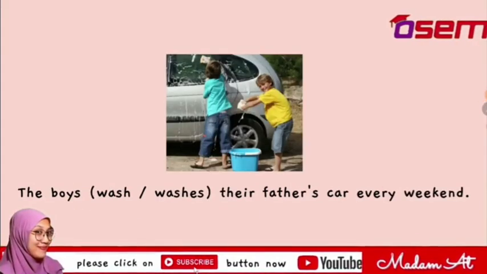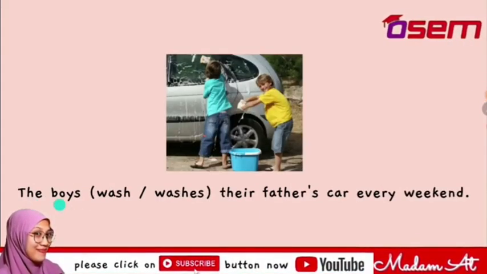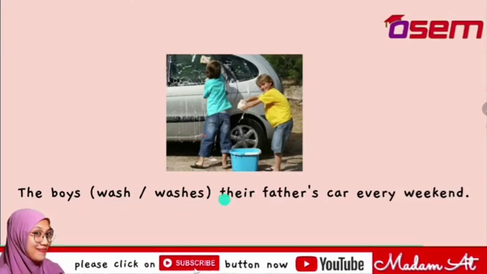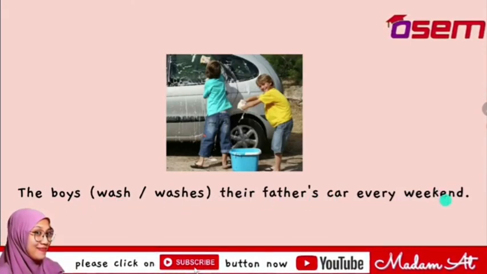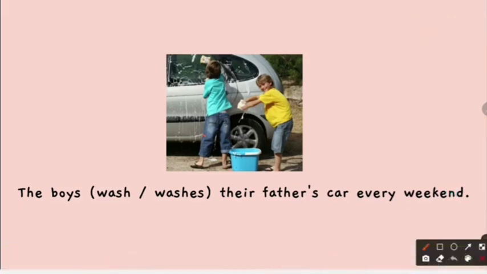Alright, here's the next question. The boys wash or washes their father's car every weekend. So what's the correct answer? Yes, the correct answer is wash. Boys are plural.